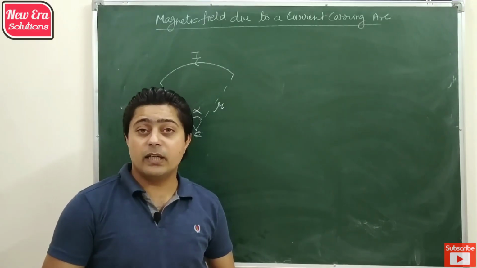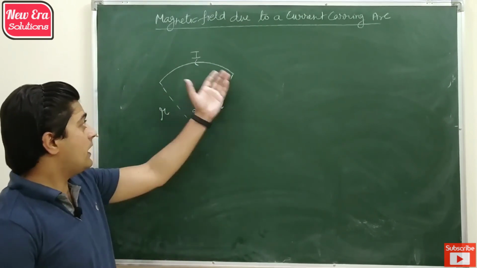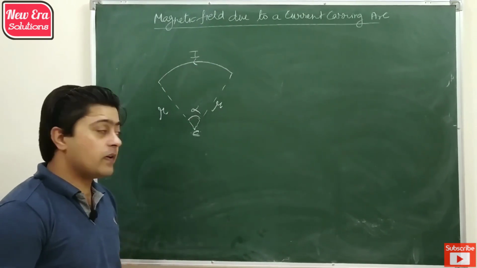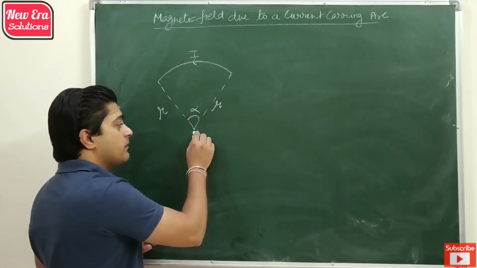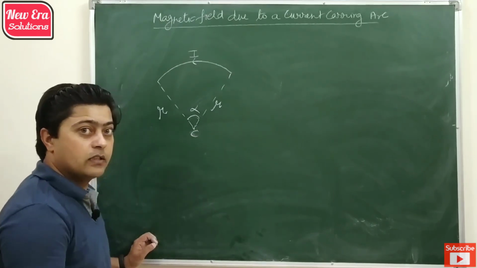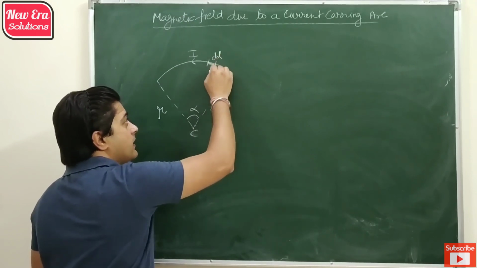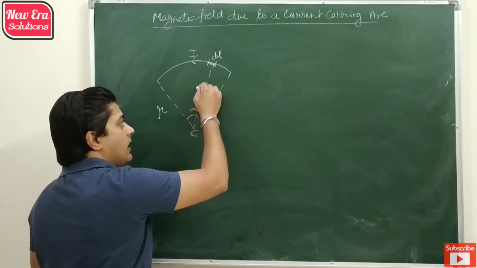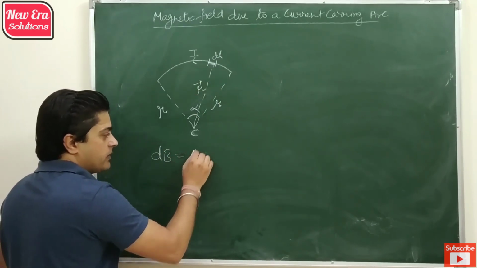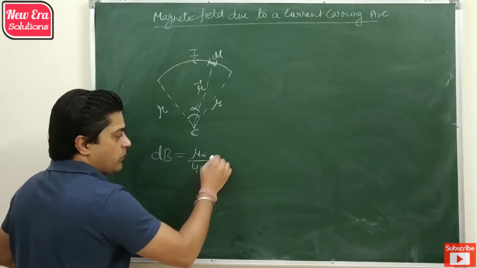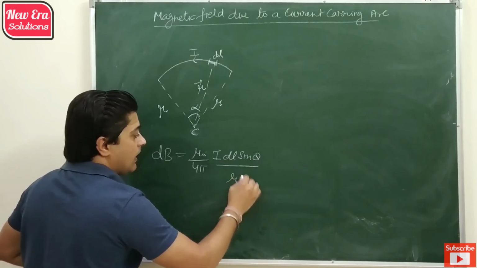Now let's find the magnetic field at the center due to a current carrying circular arc. So let an arc making an angle alpha, having radius r and carrying current I, and we have to find its magnetic field at center C, for which let's assume a small current element dl which has the same distance r from the center. Then by applying Biot-Savart's law, dB is equal to mu naught by 4 pi, I dl sin theta by r square.